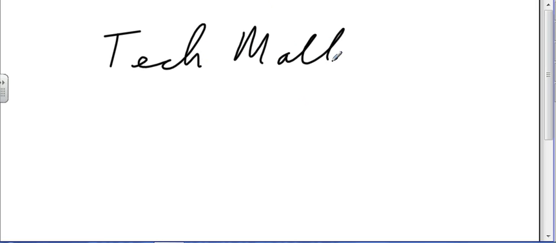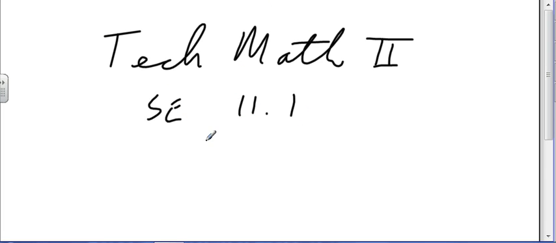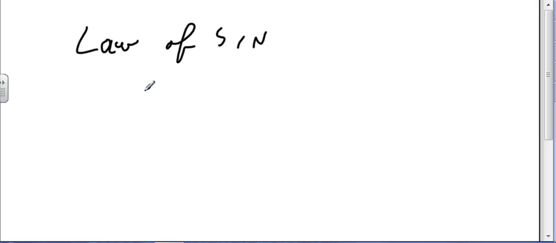This is Tech Math 2, and we're in sections 11.1 and 11.2 today. Section 11.1 has to do with the law of sines. We have a rule, the law of sines, which is in the front cover of your book, so if you forget what it is, you can always look.